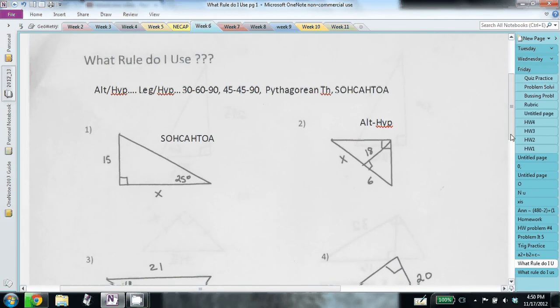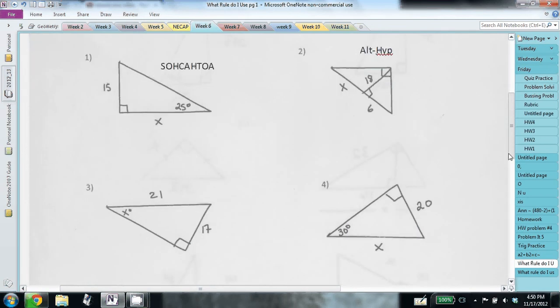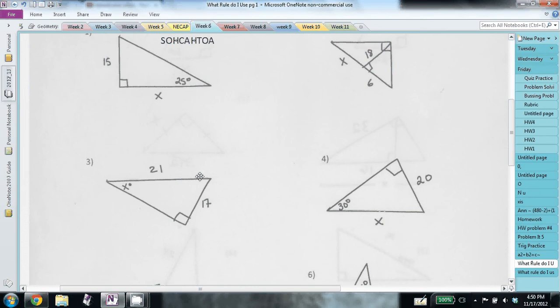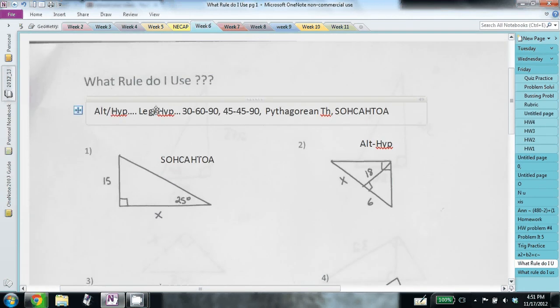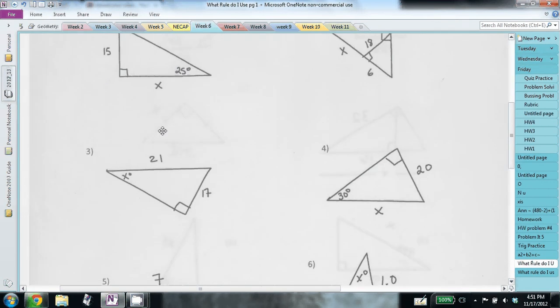Let's take a look at number 3. So number 3, I've got a hypotenuse 21, I've got one of the legs 17, and I need to find an angle. All right, well, it's not going to be altitude leg, it's not going to be a special right triangle. I could use Pythagorean theorem here. I've got two sides, but I'm not looking for a side. I'm looking for an angle. So this is going to be a SOHCAHTOA problem.